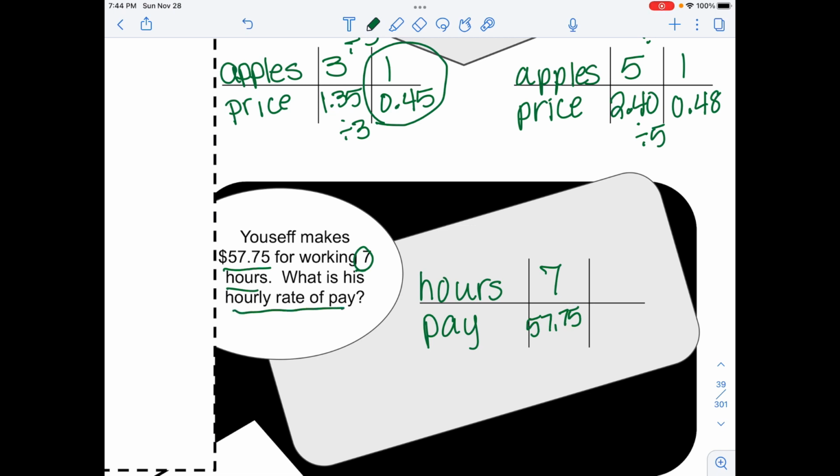So hourly rate is for 1 hour. So we're going down to 1, scaling down to 1. So we're going to divide by 7 and divide by 7. So that gives us $8.25. So he makes $8.25 in 1 hour. All right, good job, Rams.